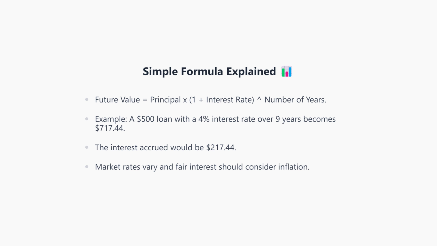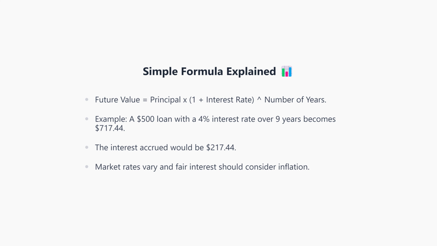The simple compound interest formula is future value equals principal times 1 plus interest rate raised to the power of the number of years. For instance, if you loaned $500 at a 4% interest rate over 9 years, the future value would be $717.44, with $217.44 being the interest.